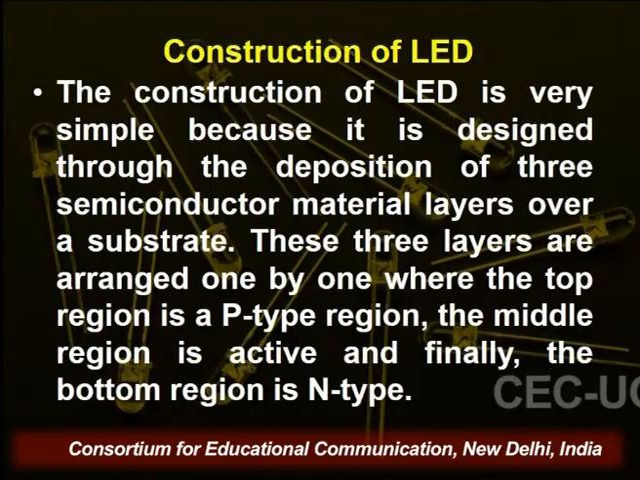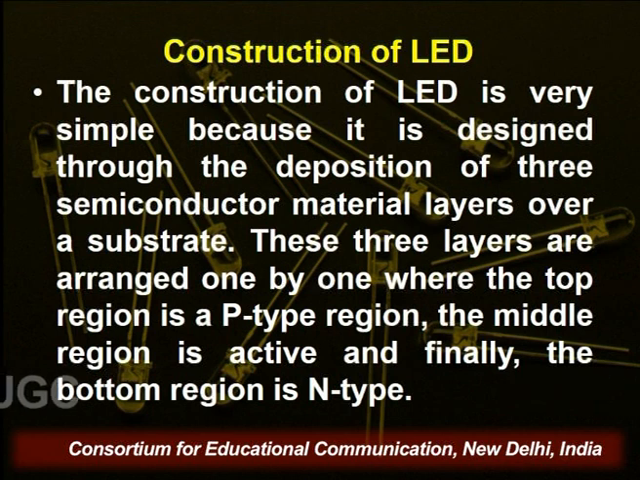So how do we construct the LED? We require a p type and an n type semiconductor. We choose the type of semiconductor according to our requirement, depending on which light color output we require, so we dope the material in the semiconductor. The construction of an LED is very simple because it is designed through the deposition of three semiconductor material layers over a substrate. First we use the substrate, then we deposit the semiconductor layers.